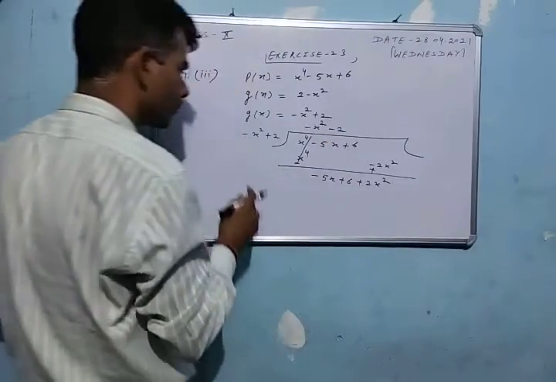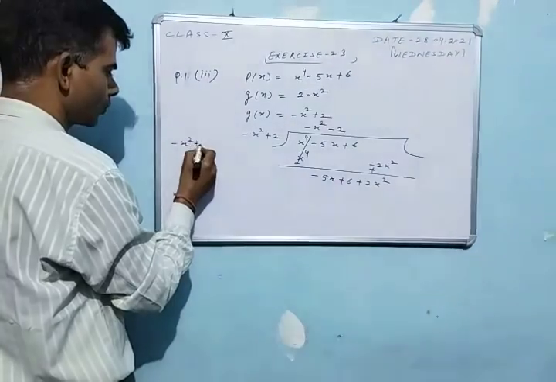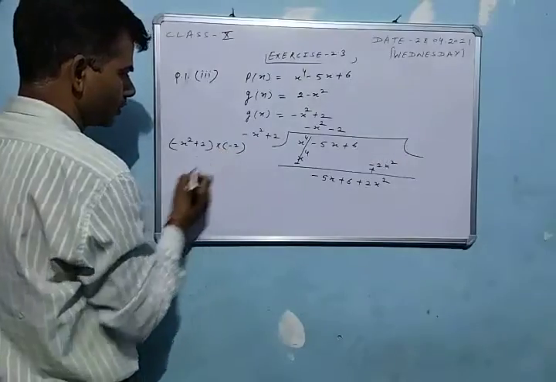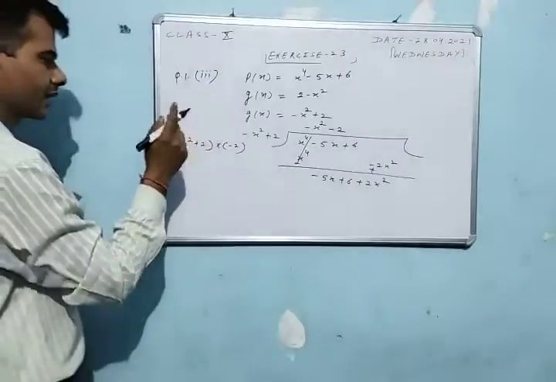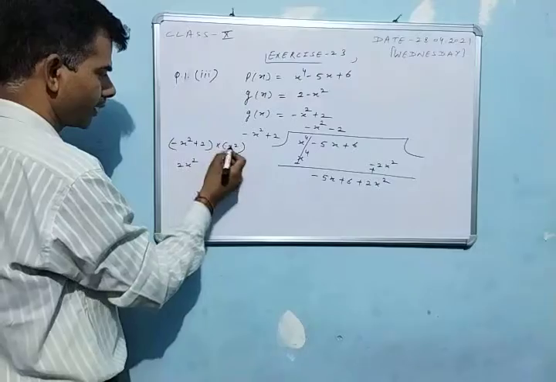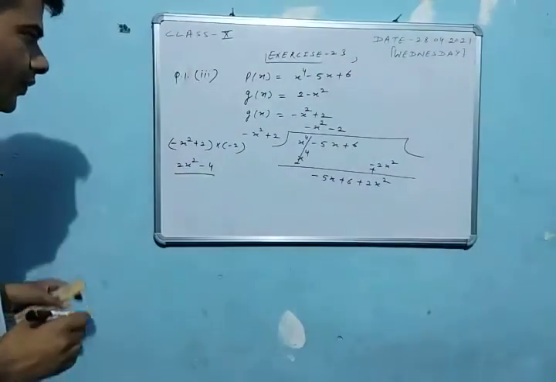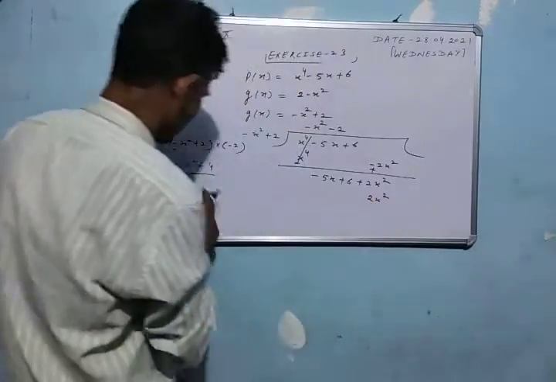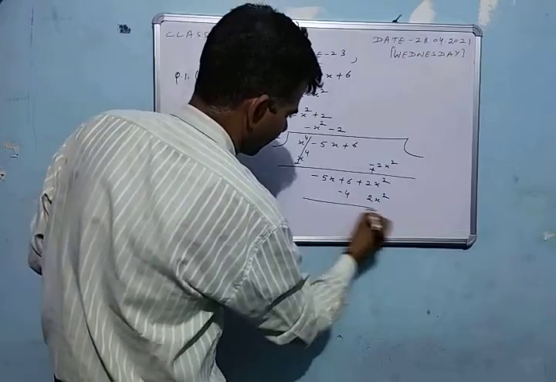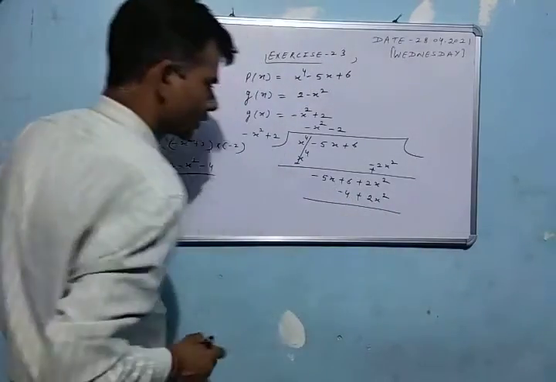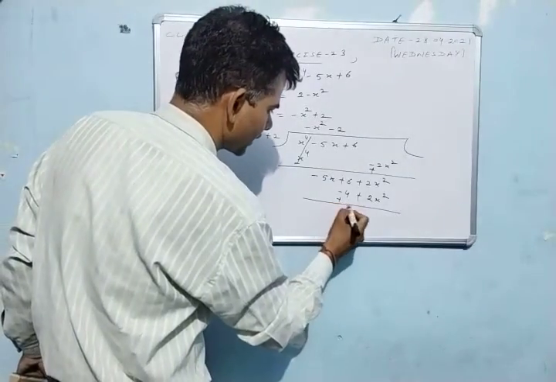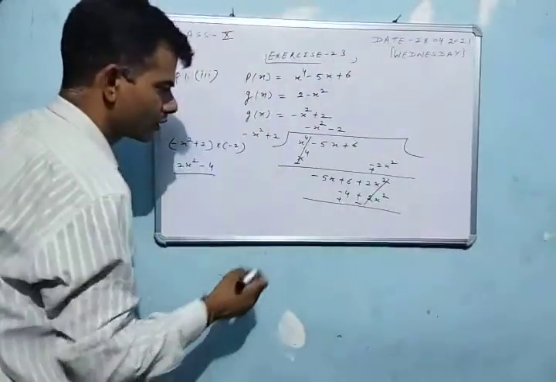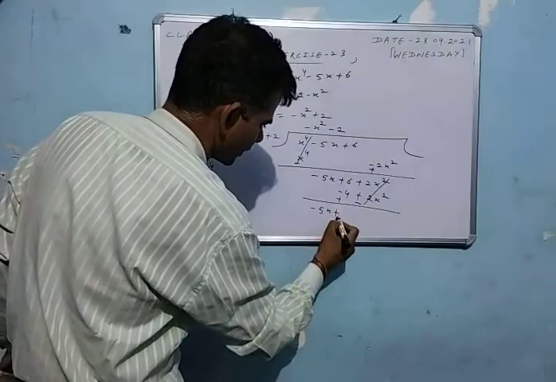Now students, minus 2. Now minus x square plus 2 multiplied with minus 2. Students, that is 2x square plus, that is minus 4. Now the result will be 2x square and minus 4 and plus 2x square. Now the sign will be changed, that is plus, that is minus, cancelled out. Now the remainder is minus 5x plus 10.